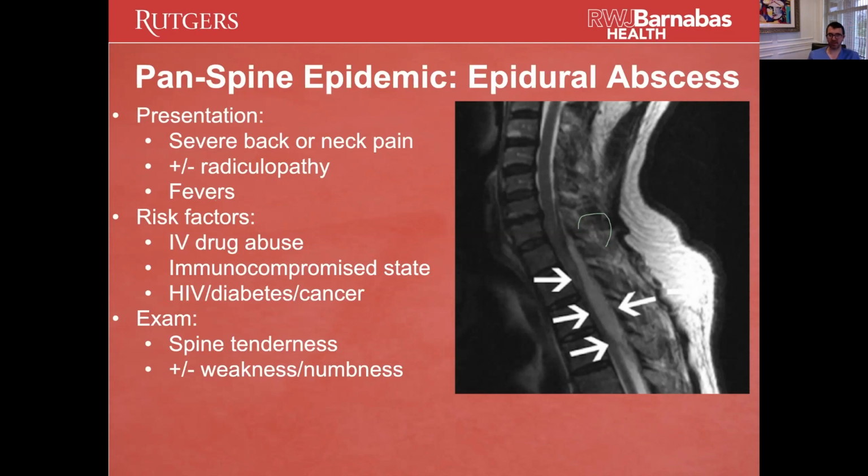It could be from IV drug abuse. It could be from poorly controlled diabetes leading to an immunocompromised state, HIV, cancer. Those are all risk factors. And all of those things are why we're seeing more of it now than we used to.